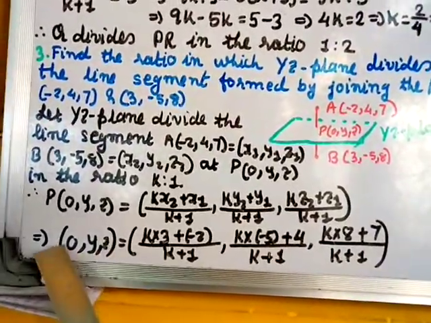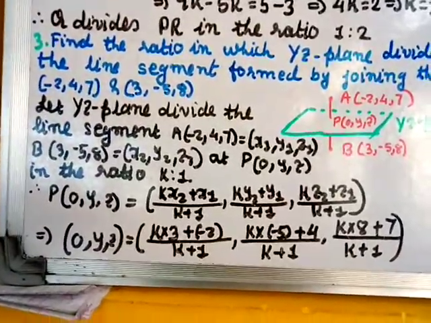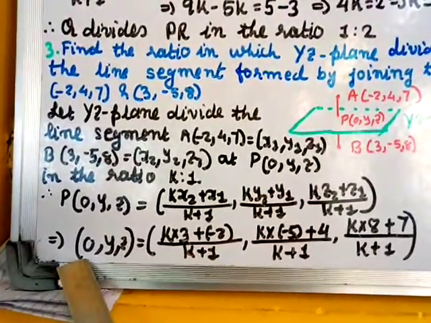Okay, here we can now compare the coordinates on both the sides. Now here y and z are unknown, so first you compare the x coordinate, because the x value is 0, we know.